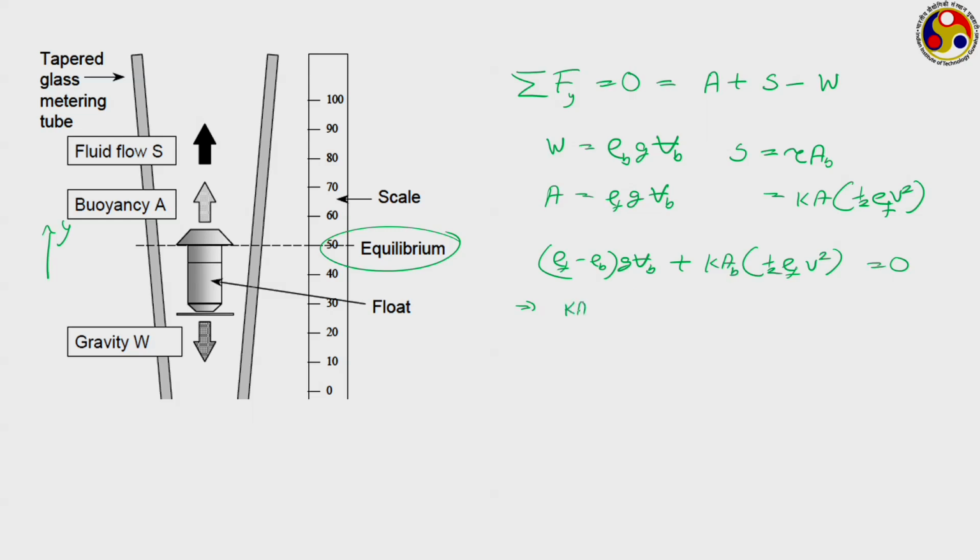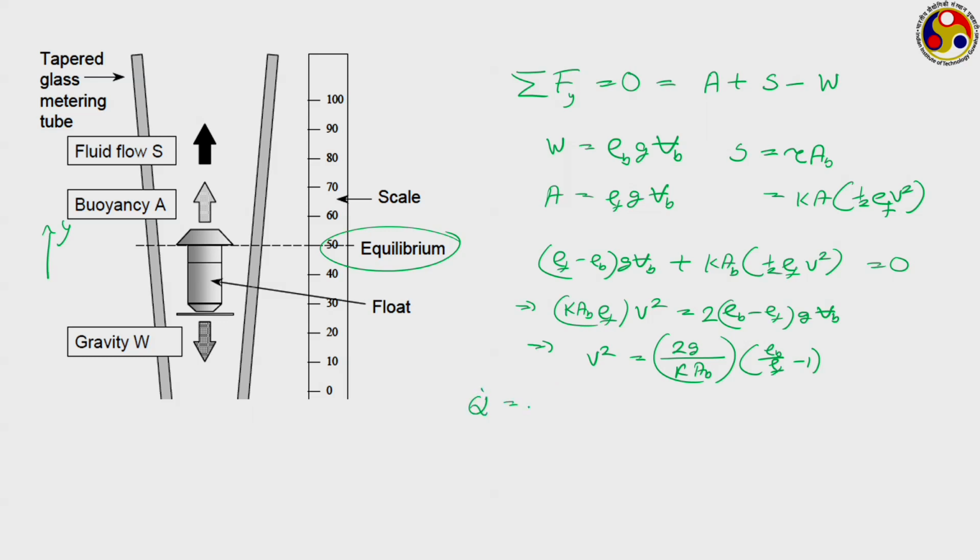Or, K A B rho F into V square is equal to (rho B minus rho F) times 2 into g into V B, or V square is equal to 2g by K into V B by A B. Here A B of course refers to the circumferential or peripheral area over which the shear stress is acting, into rho B upon rho F minus 1. That means if our interest is the flow rate, what should be the flow rate?